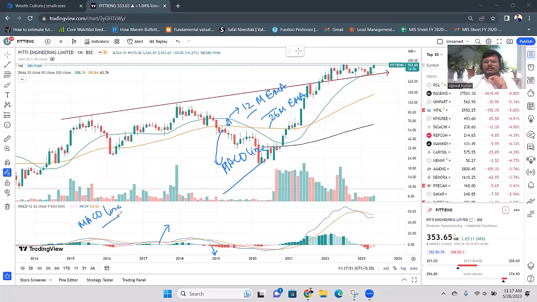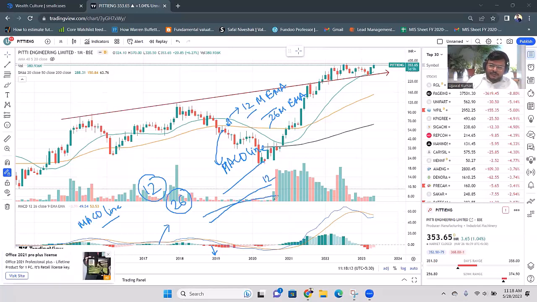So let's stick with the MACD line for a while now. The 12-month is obviously a shorter period EMA, and the 26-month is a longer period EMA. What it means is whenever your shorter period EMA crosses above your longer period EMA, so let's say this is my 12 and this is my 26.